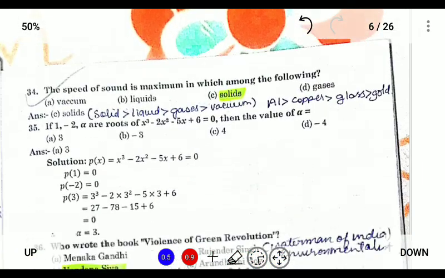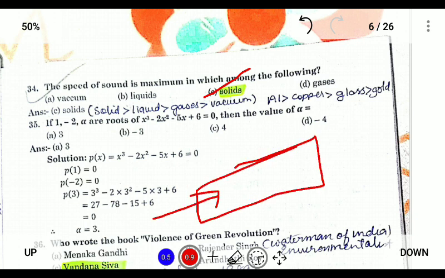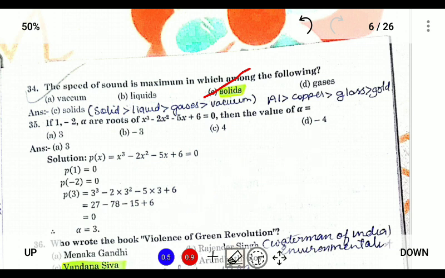Next question. The speed of sound is maximum among the solids. We know that sound requires a medium to pass through, and the velocity of sound is highest in solids, and that is why in space we cannot hear any noise, because there is no medium in which sound can travel. Even among solids, aluminum is the highest, followed by copper, glass, and gold.